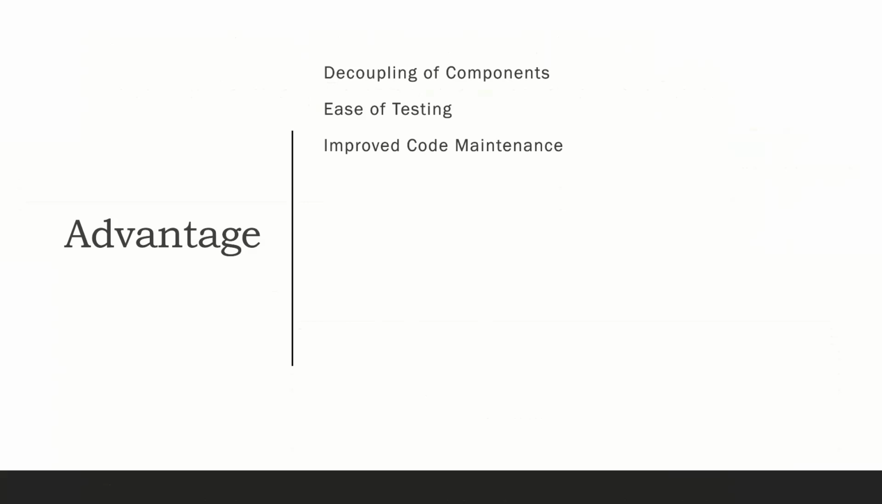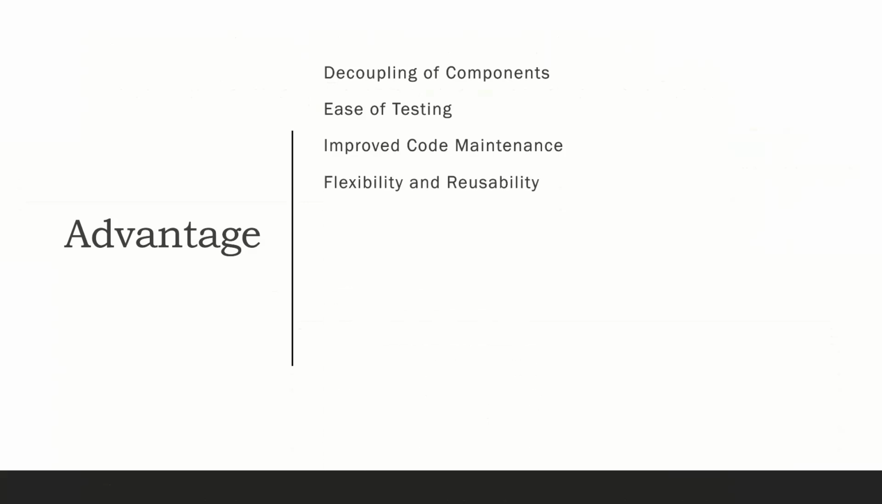Improved code maintenance. Decoupled code is easier to maintain and update. Changes in one part of the system are less likely to require changes in other parts. This isolation of components reduces the risk of introducing bugs when making modifications or adding new features.